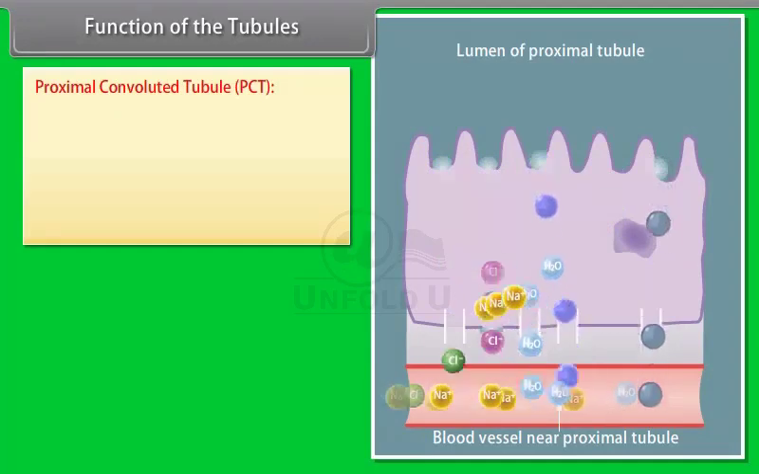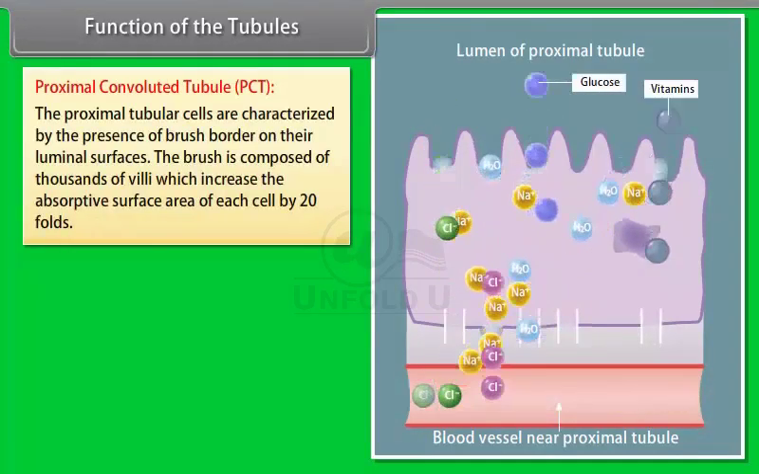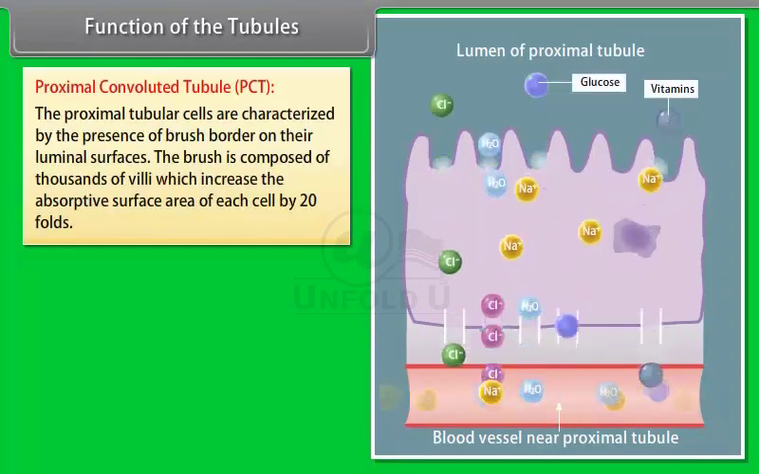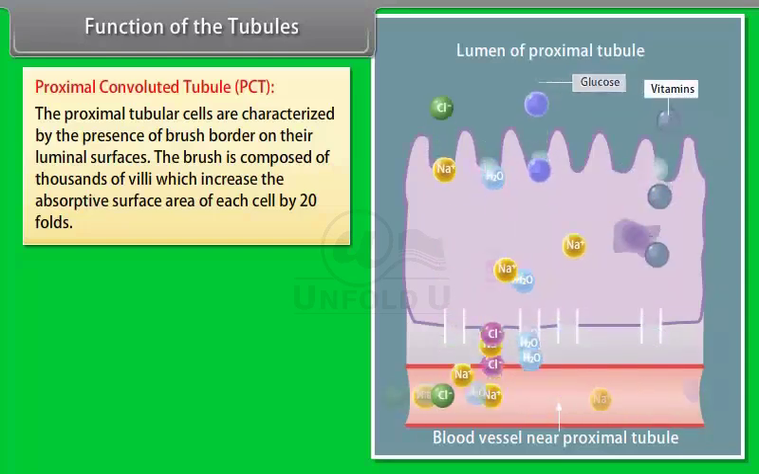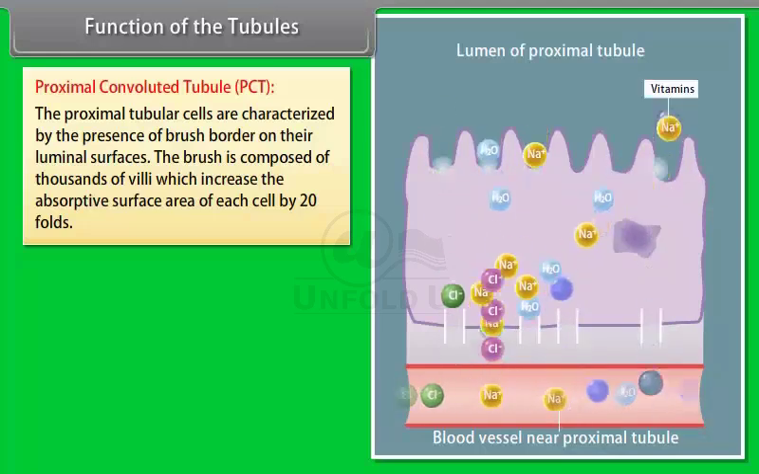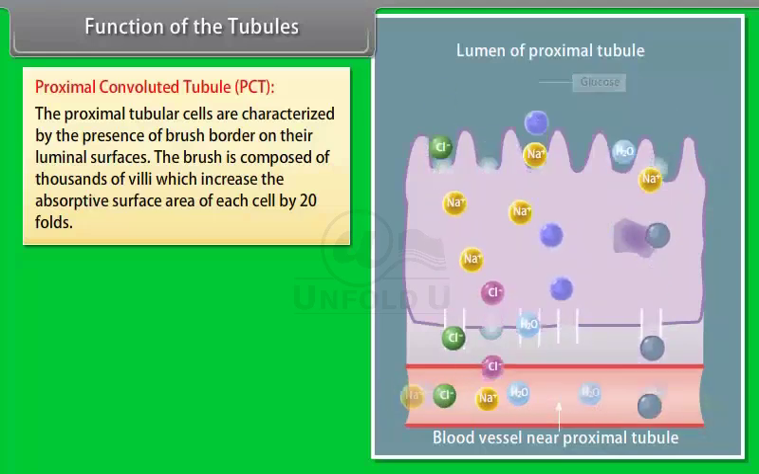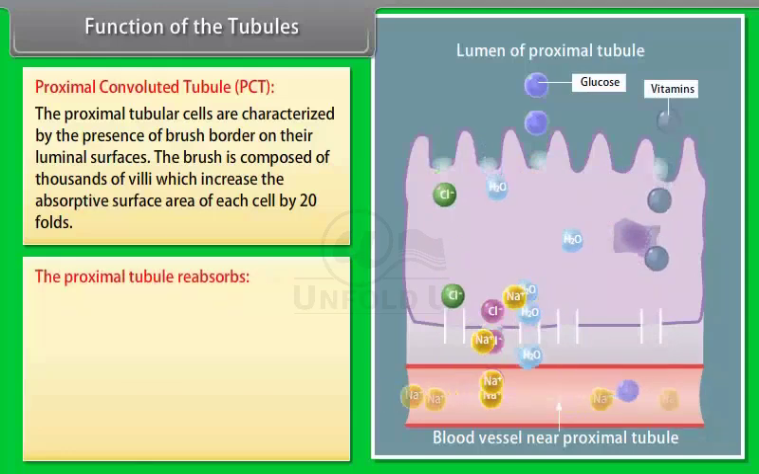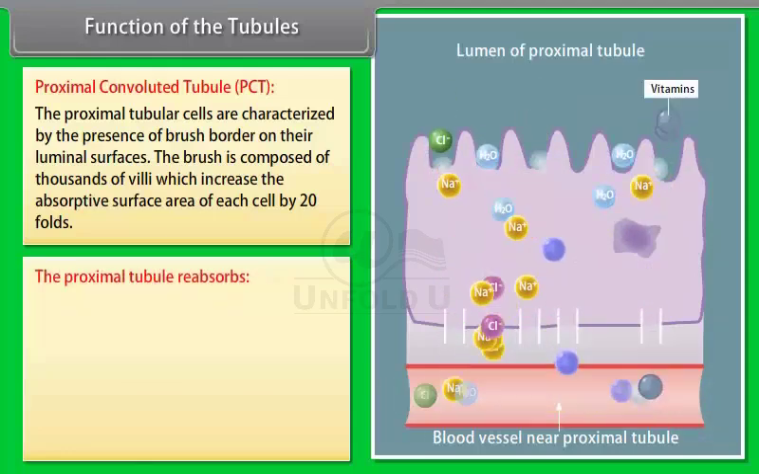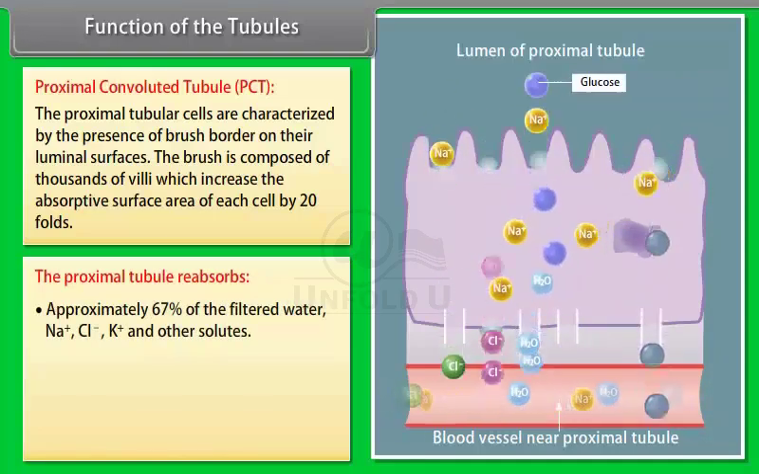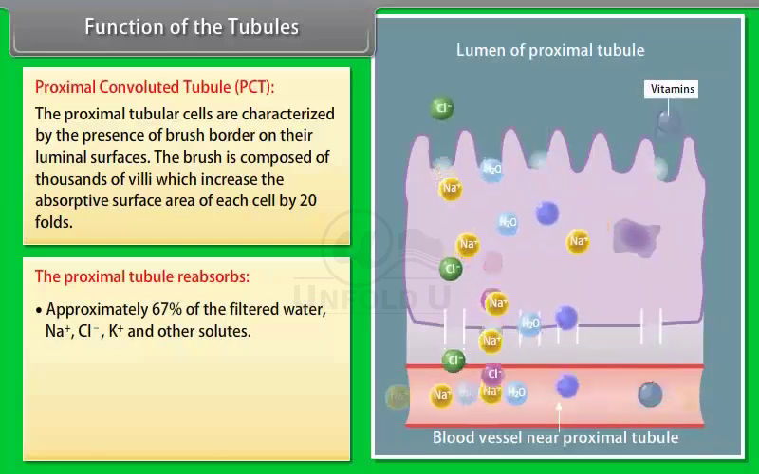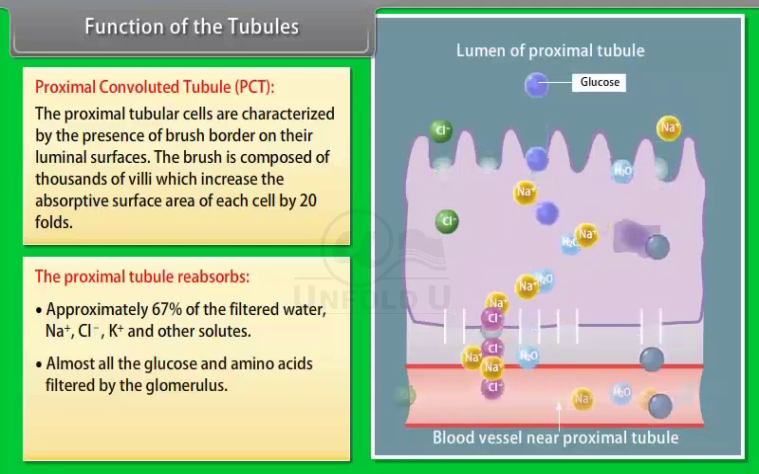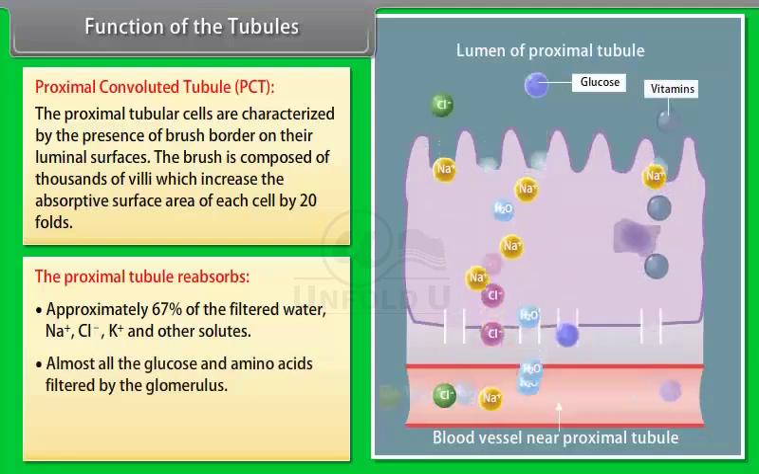Function of the tubules. Proximal convoluted tubule PCT. The proximal tubular cells are characterized by the presence of a brush border on their luminal surfaces. The brush border is composed of thousands of villi, which increases the absorptive surface area of each cell by 20 folds. The proximal tubule reabsorbs approximately 67% of the filtered water, Na+, Cl-, K+, and other solutes, and almost all the glucose and amino acids filtered by the glomerulus.